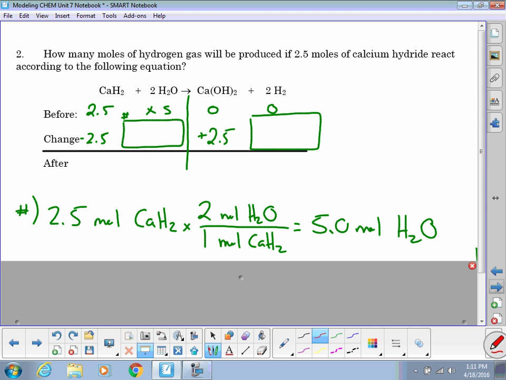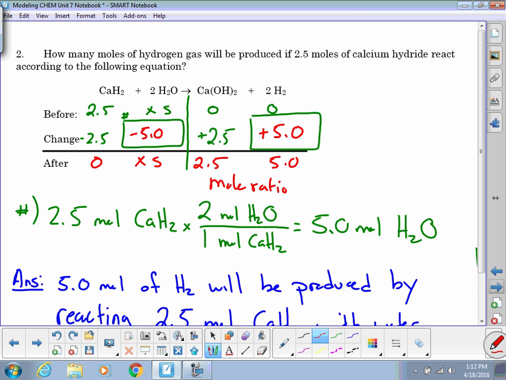2.5 moles of calcium hydride times my mole ratio, 2 moles of H2O over 1 mole of CaH2. Remember, the 2 and the 1 in my mole ratio come from my balanced chemical equation. That means I'm going to be using up 5 moles of water in the reaction, but that also means I'm going to be producing 5 moles of hydrogen gas on the other side. And then I can do my after line. 0 excess, I made 2.5 moles of calcium hydroxide and 5.0 moles of hydrogen gas.